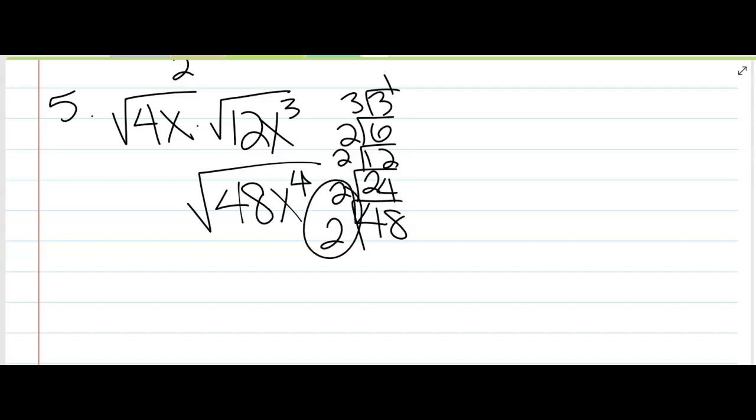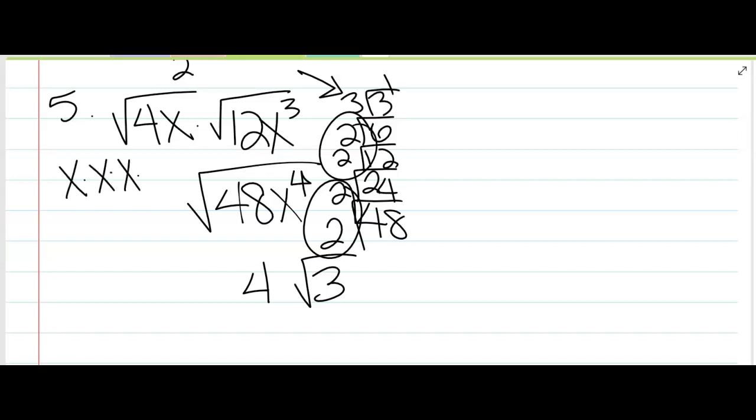So I end up with a pair of 2's and another pair of 2's. So on the outside, 2 times 2 gives me 4. I'm going to leave a little gap for the variables. On the inside of the radical, that 3 did not pair up with anything, so I've got a square root of 3 left over. Now remember from the variables from yesterday, x to the 4th is x times x times x times x, still underneath the radical.